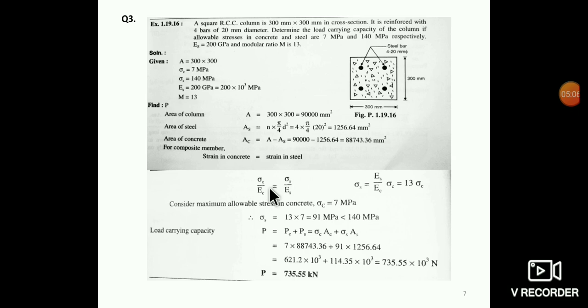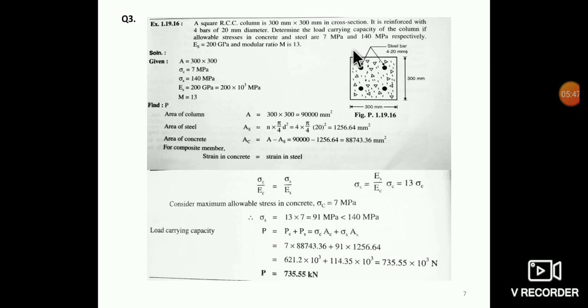So for the composite member, strain in concrete is equal to strain in steel. Means sigma C upon EC is equal to sigma S upon ES. So rearranging this term, we get sigma S is equal to ES upon EC into sigma C. Now this ES upon EC means M, which is 13. So write it as 13 sigma C. So consider the maximum allowable stress in concrete, which is given in the question as 7 megapascal. So we will replace it in this equation. So sigma S is equal to 13 into sigma C, means 13 into 7, which is 91 megapascal.